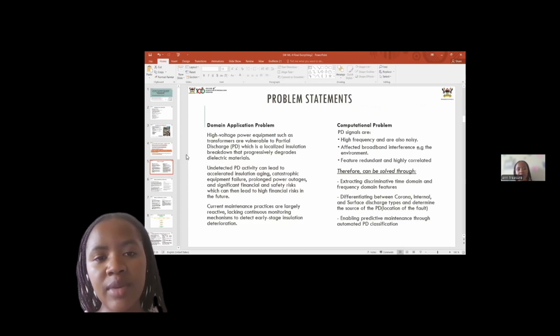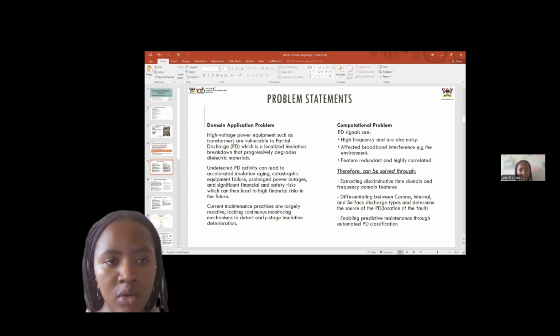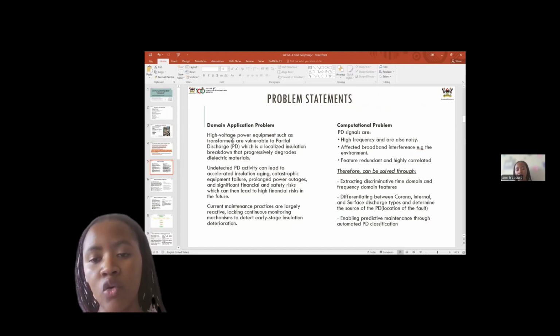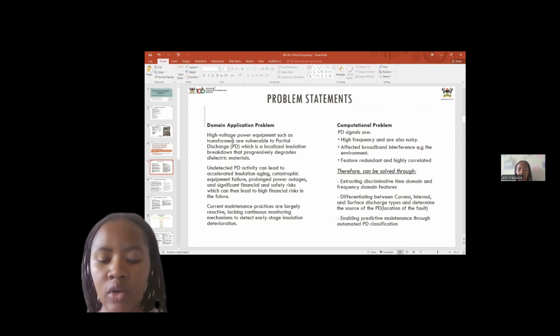With the problem statement, we aim to cater to this problem via machine learning in order to perform predictive maintenance and in order to extract the different types of partial discharge. So our three tasks mainly will be focusing on the partial discharge detection, classification, and the localization.